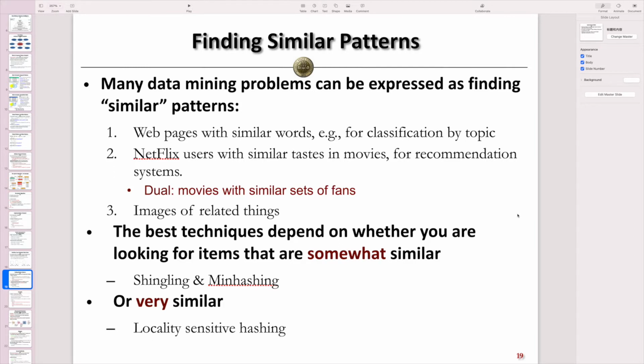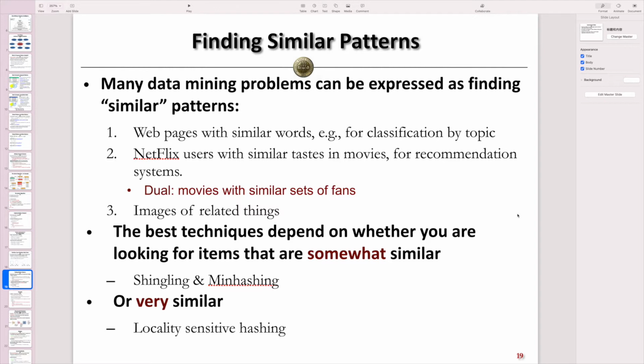Now, we want to find web pages containing similar words, and we can classify them by topic, right? If many web pages contain similar words, they may belong to the same topic. Based on the similarities among the web pages, we can classify the pages into different topics.